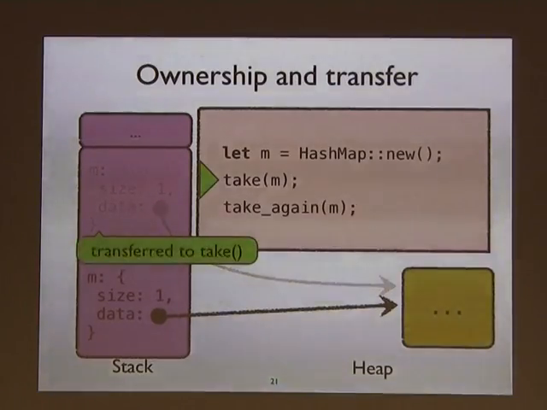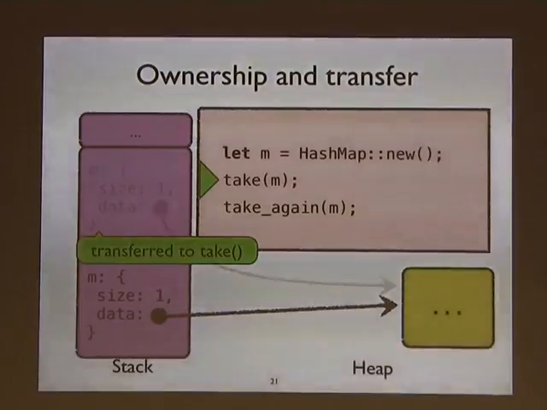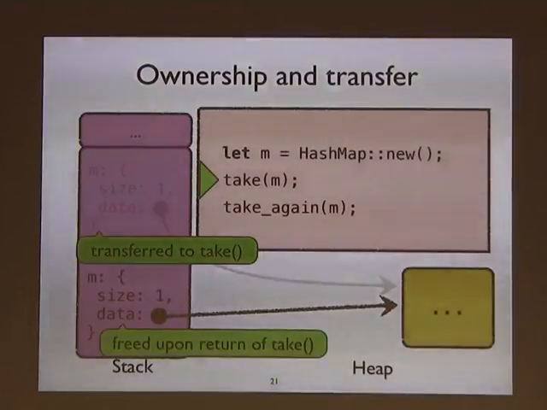The compiler will enforce this, as we'll see. But basically, you say, OK, you've given this map away. You can't use that data anymore. So it's as if you didn't have it on your stack. It's been transferred to the callee. And now because the function take owns it, the function take can go and do some stuff to the map. And when take returns, the map's going to get freed, because take is the owner.